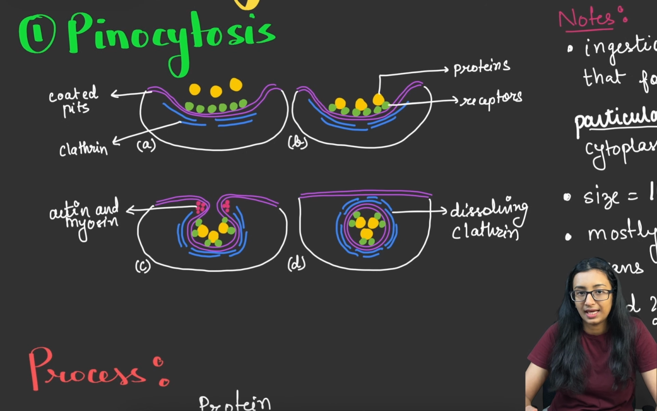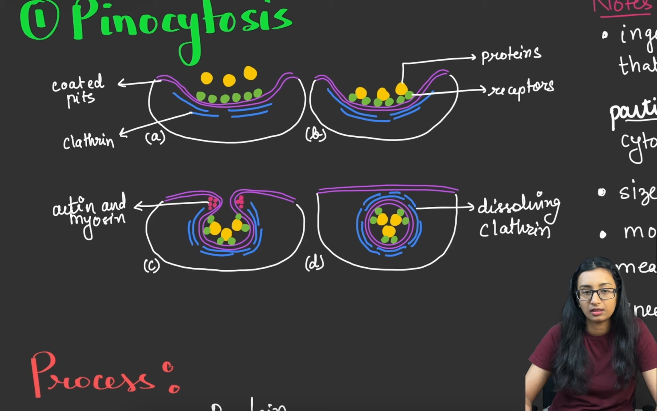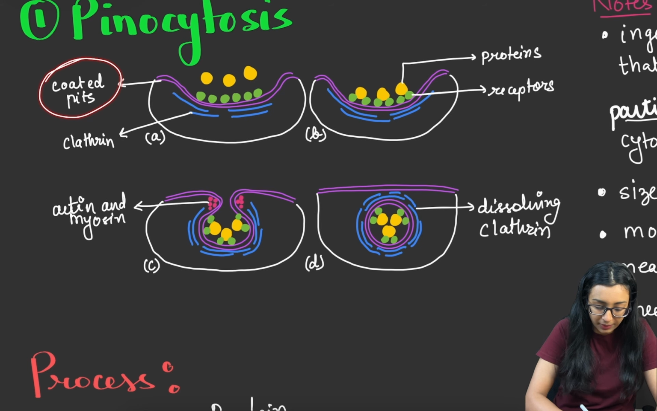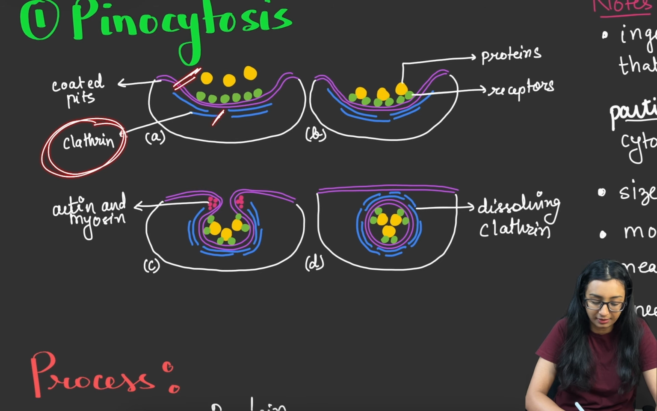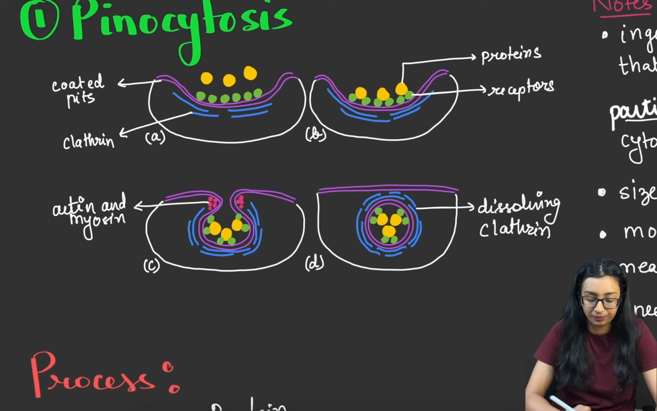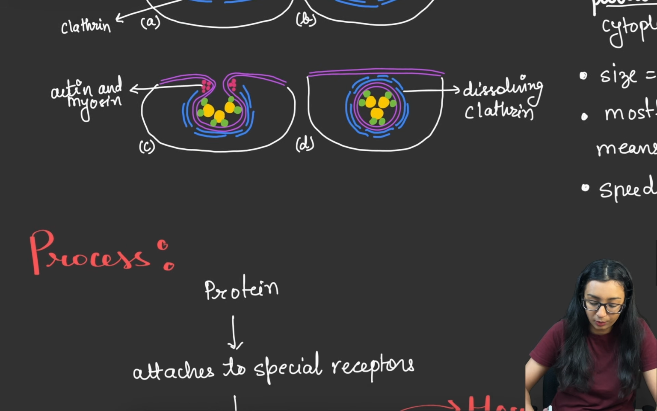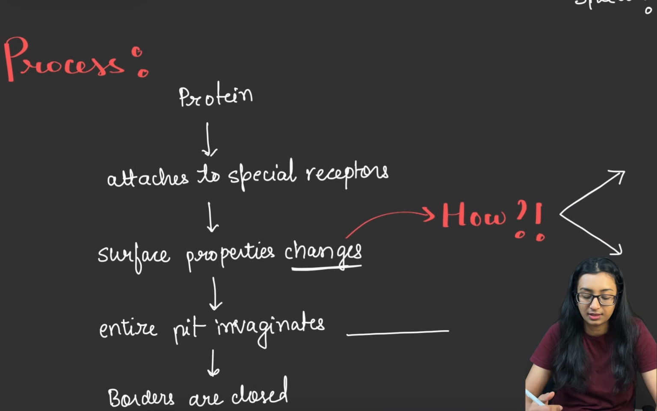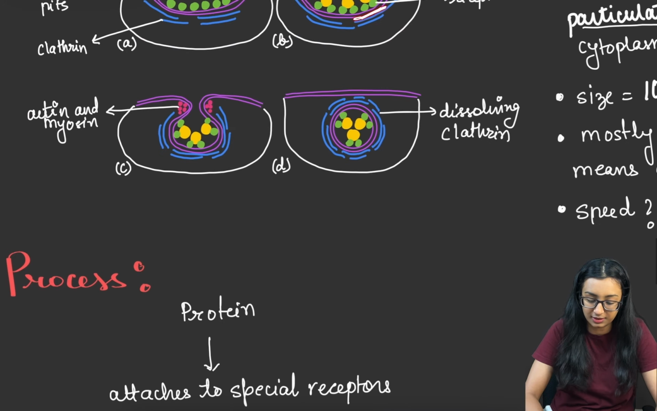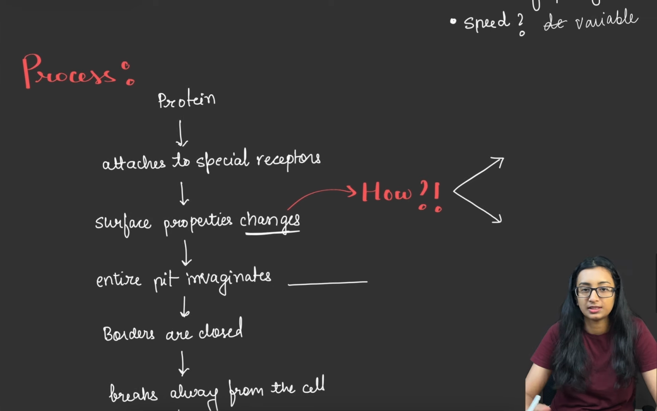We should know the exact process of pinocytosis. Before that, let's know a little bit about the structure. Here we have the coated pits outside the membrane, and inside the membrane we have the clathrin. These are fibrillar proteins. Now here are the proteins which are coming through this method. These proteins attach to these special receptors. Now these receptors and the attachment of protein will cause the surface properties to change.